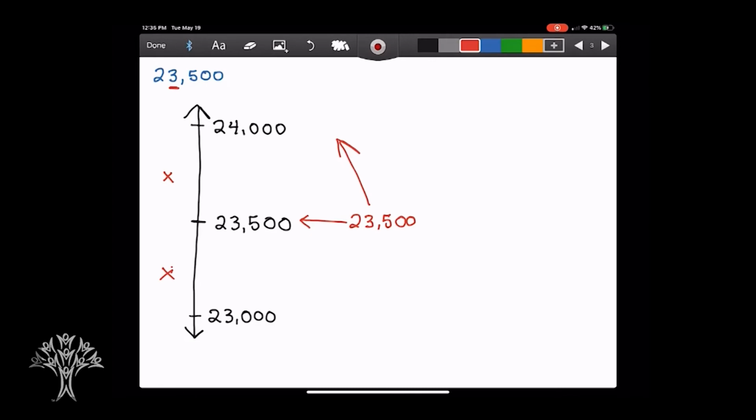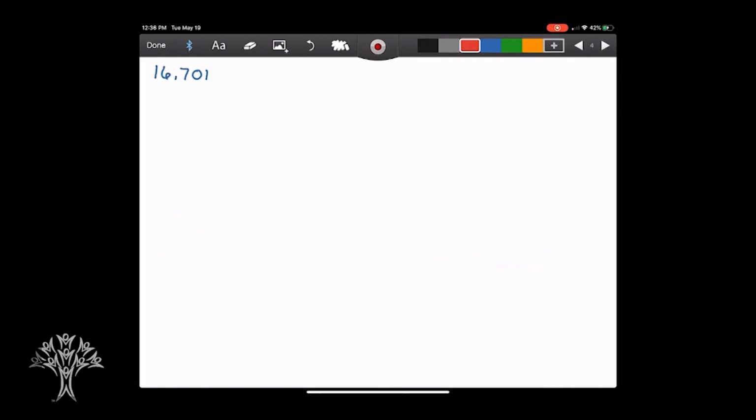So 23,500 rounded to the nearest thousand is about 24,000. Remember that whenever a number falls directly on the midpoint, you're still going to round up. If it's less than the midpoint, you're going to round down. If it's the midpoint or more, you're going to round up. So lock that in your brain today. Okay, let's try another one.